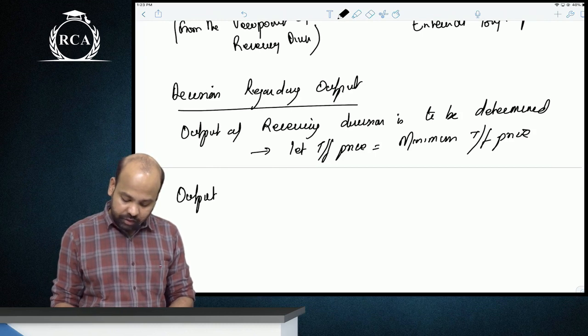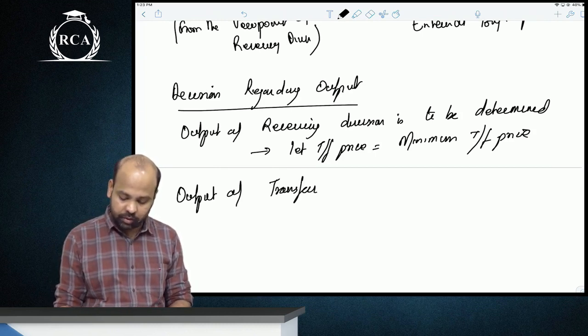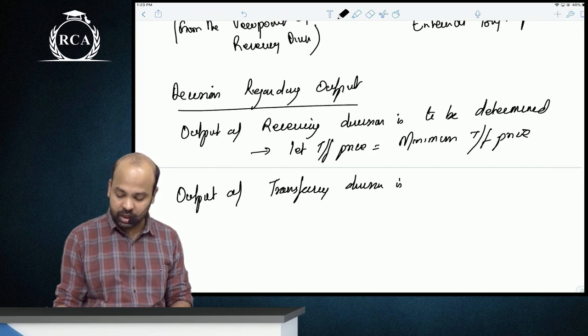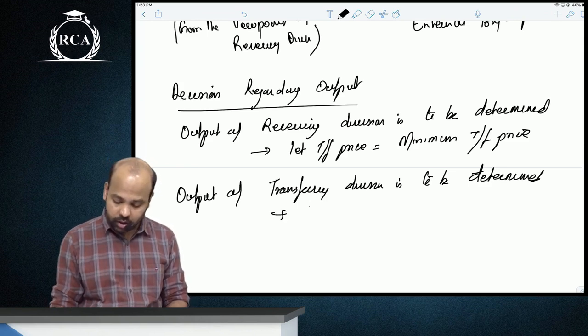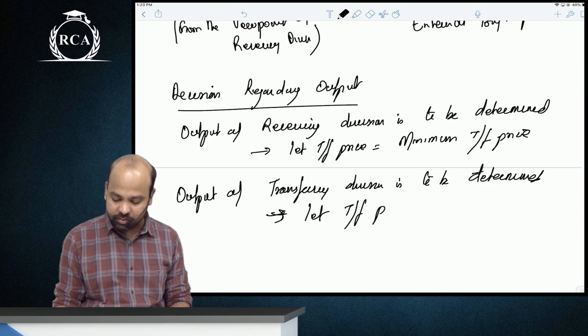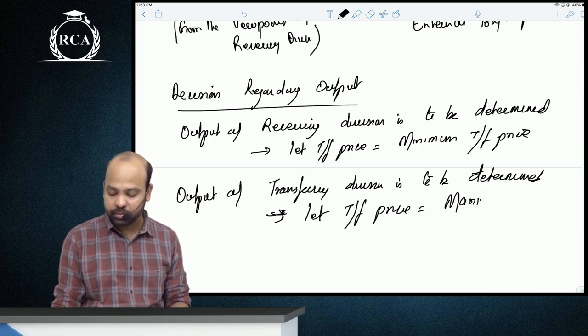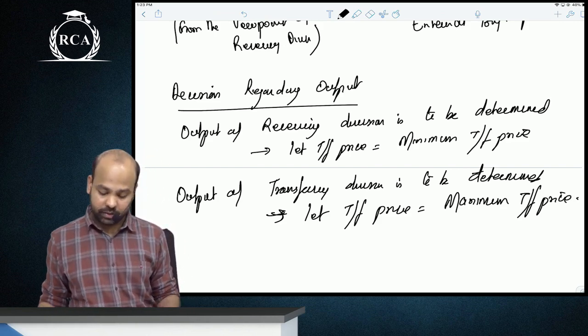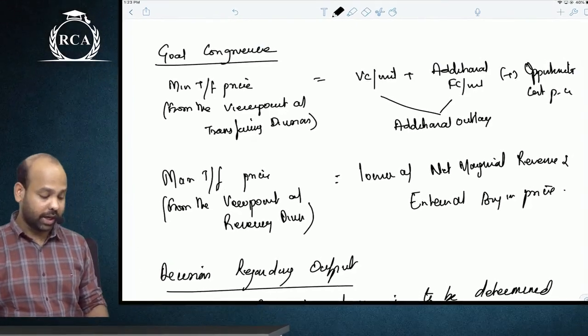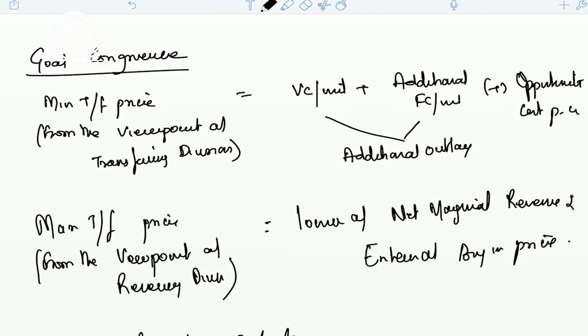If the output of the transferring division is to be determined, there were a lot of questions in which we did not know whether we should sell in the external market or transfer internally. So there we directly took the transfer price as the maximum transfer price, the external procurement cost of the other company. Always remember this. If you want to write this, write it down. I'm zooming in. You can write this part, guys. Write it at the end. This would be good for your revision.